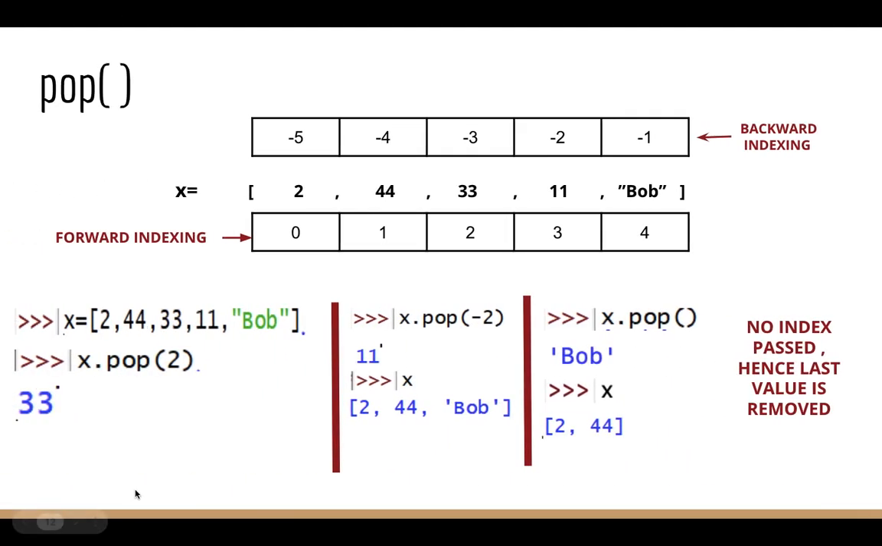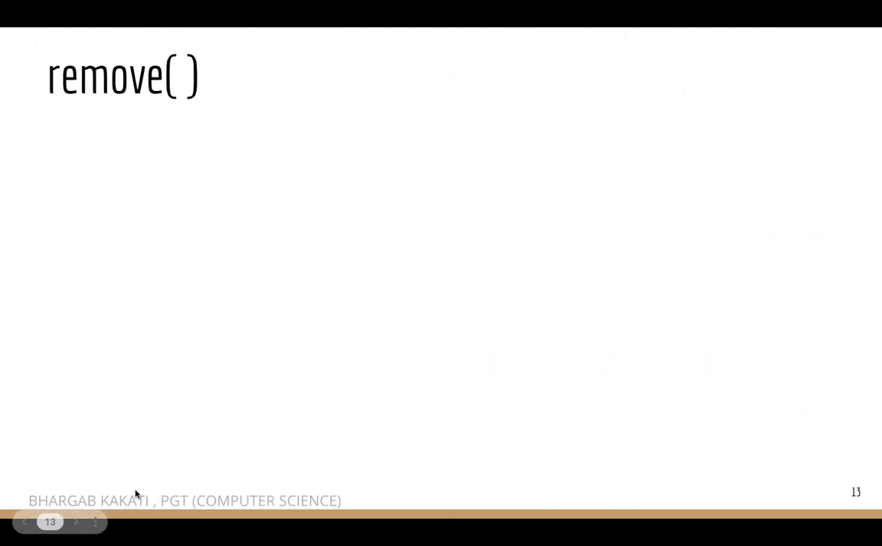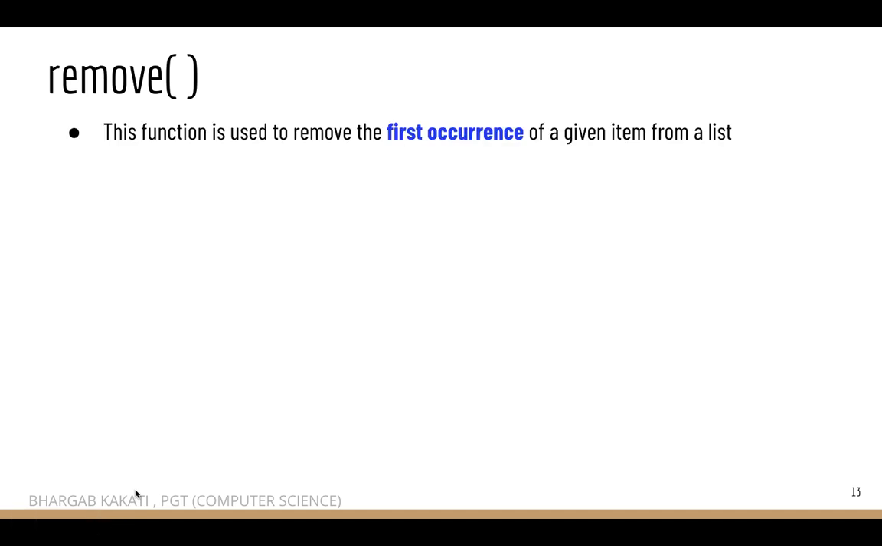Let's take up the next function, which is the remove function. What does this function do? This function is used to remove the first occurrence of a given item from a list. If I want to remove an element with respect to a value, it can be done using the remove function. Remember, in pop we removed an item with respect to an index, but if I want to remove an item with respect to a value, then I will be taking the help of the remove function.